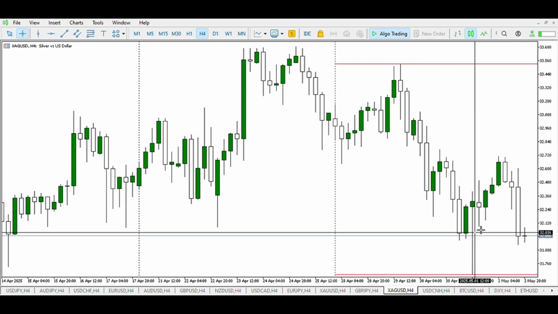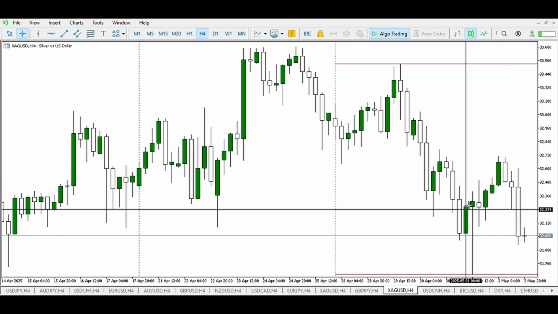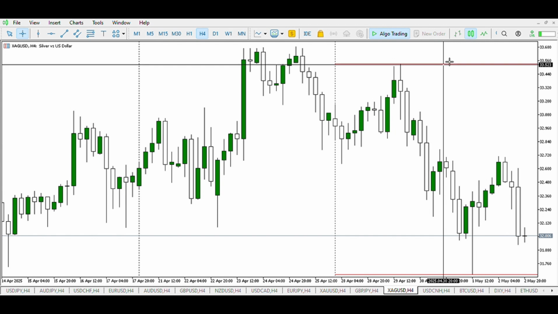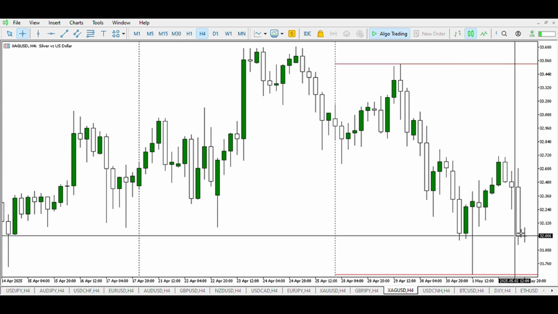On silver, since price is close to this support and we have a bullish candle here, we are going to ignore this. However, we can expect price to rally up, and this zone as well is not a good zone, so we are going to ignore silver as it is not giving a very clear and strong direction.